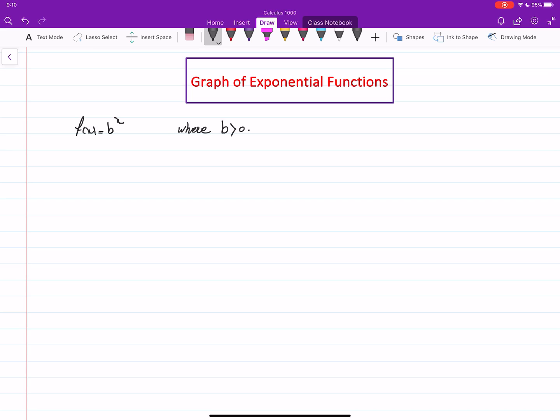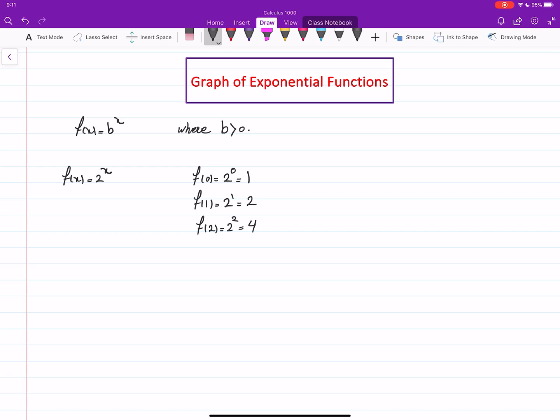I will work on one example, 2 to the power x, and you will see how this example gives us an idea in general of how the graph of the function b to the power x looks. To find the graph of a function, we basically need to evaluate the function at different points. For example, at 0, this is 2 to the power 0, it is 1. At 1, this is 2 to the power 1, this is 2. At 2, this is 2 to the power 2, and that is 4.